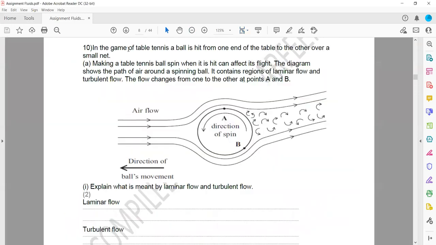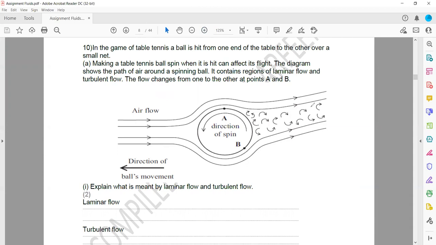In question 10, in a game of table tennis, the ball is hit from one end of a table to the other over a small net. Making a table tennis ball spin when it is hit can affect the flight, for example the distance it travels or how much time it will remain in the air. That flight time can change if we spin the ball.